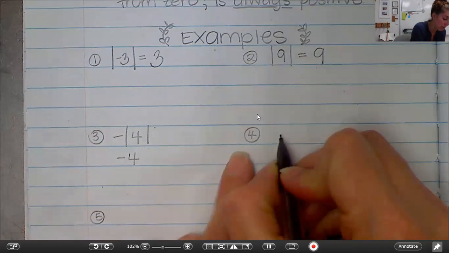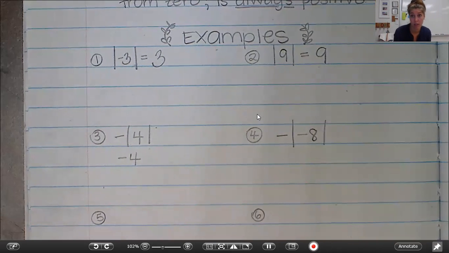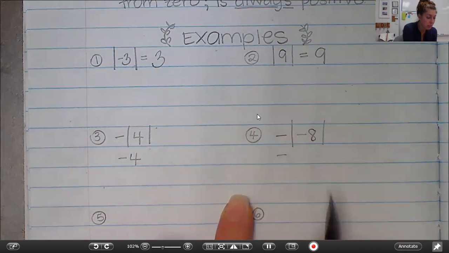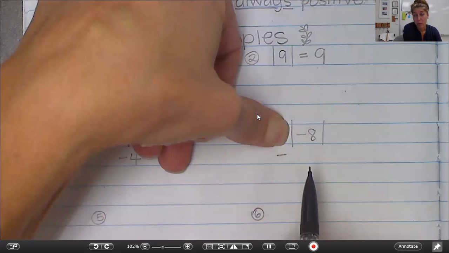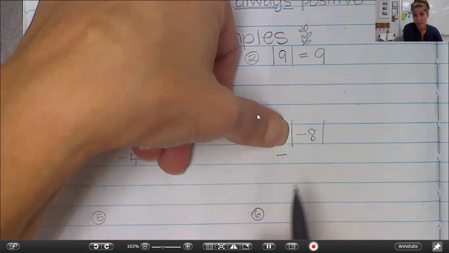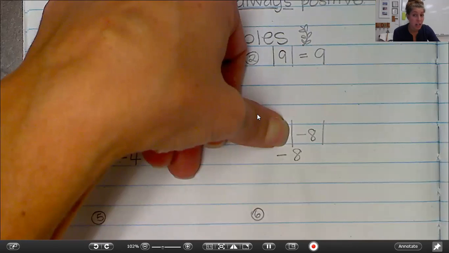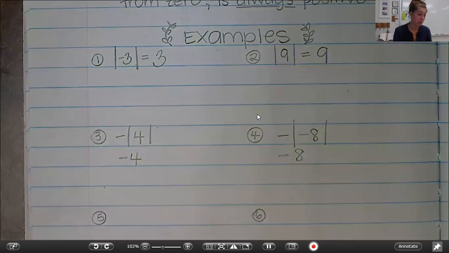Here's another tricky one, a negative absolute value of -8, right? Same situation, I'm going to put that negative in front first. And then I take the absolute value of -8. That is 8 positive units from zero. Just put a +8 down. And coincidentally, my answer is -8 because I have that negative in front. Okay.